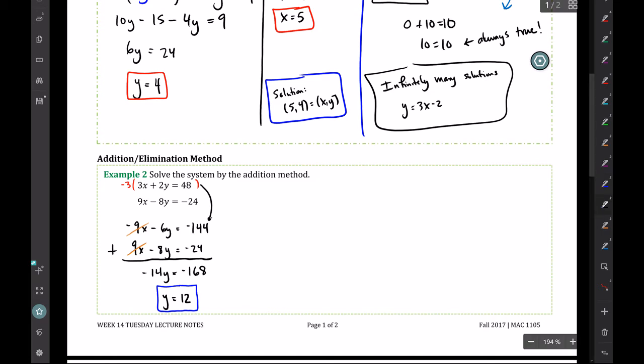So I have 3x plus 2 times y, which is 12, must be equal to 48. And so 3x has to be equal to 24, because I got 48 minus 24. So x should be equal to 8. Okay, and so my solution is going to be (8, 12).